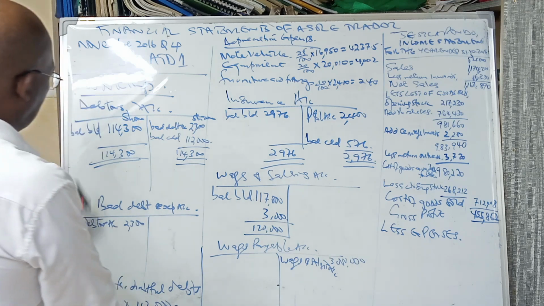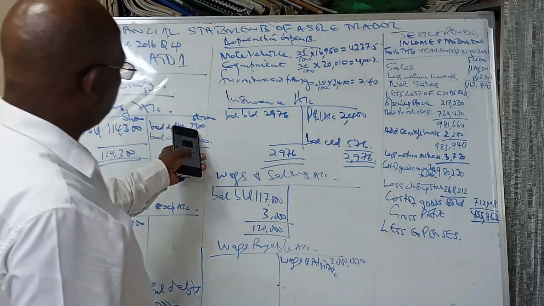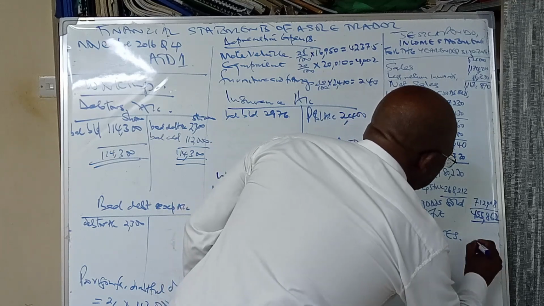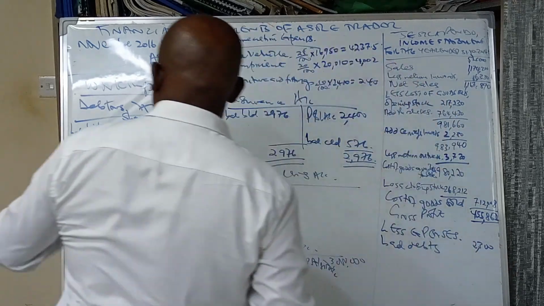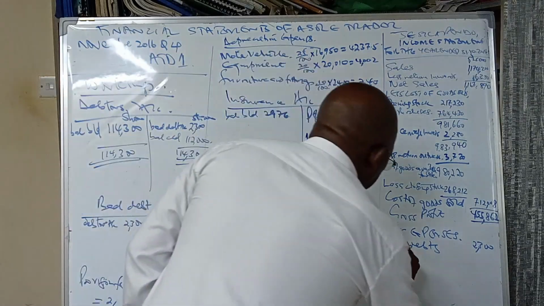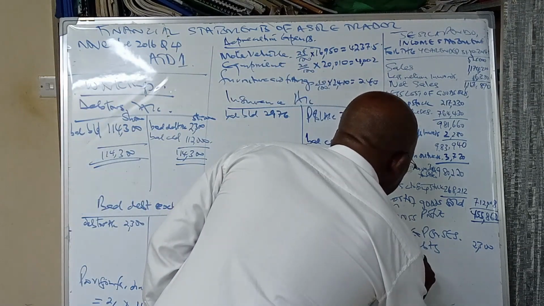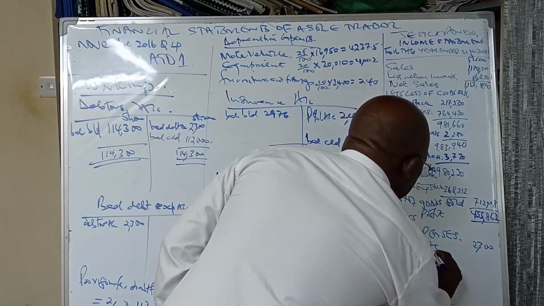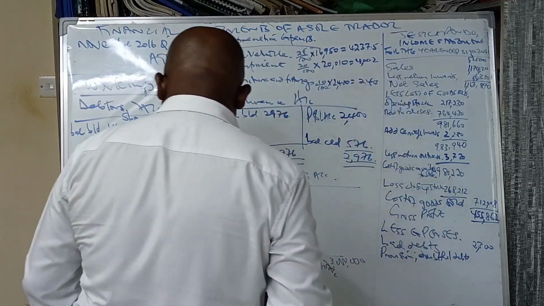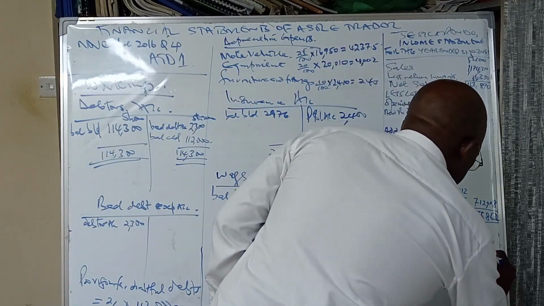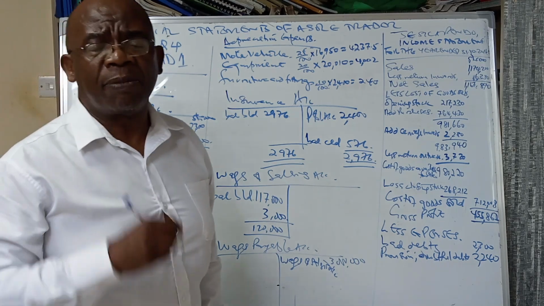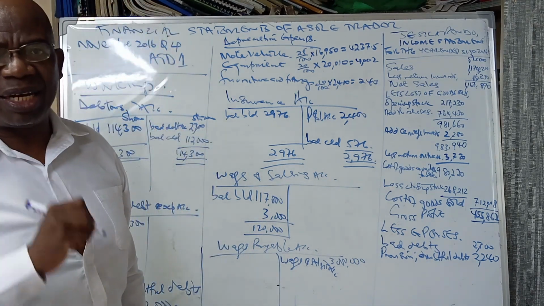So if we just come here, we will say bad debt was 2,300. Provision for doubtful debts is 2,240. Please note how you deal with provision for doubtful debts. Good students know the examiner's traps.